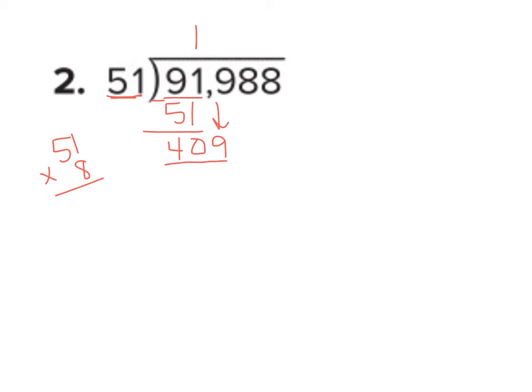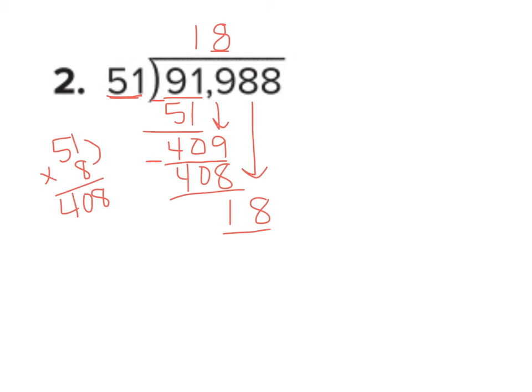Notice how I'm doing that. I work off to the side. 8 times 1 is 8. 8 times 5 is 40. Wow, nice. Okay, 51 times 8 is 408. When I subtract that, I'm left with 1. Now I need to bring down my 8. 18 divided by 51, can't do it. So then I do 51 times 0, I get 0, I'm going to be subtracting 0, so I'm left with 18. Bring down my next 8.